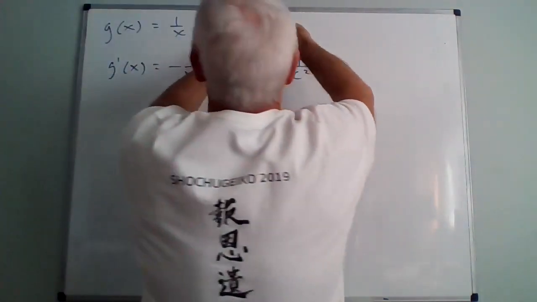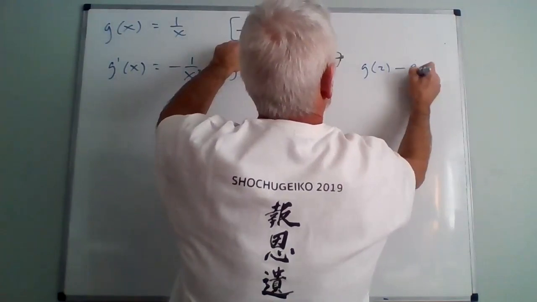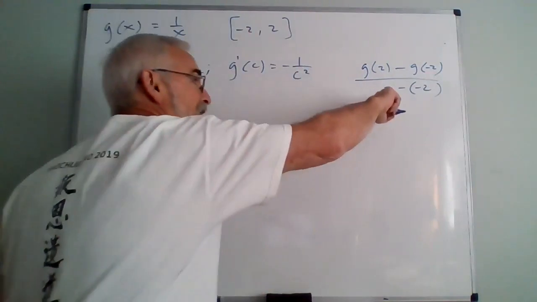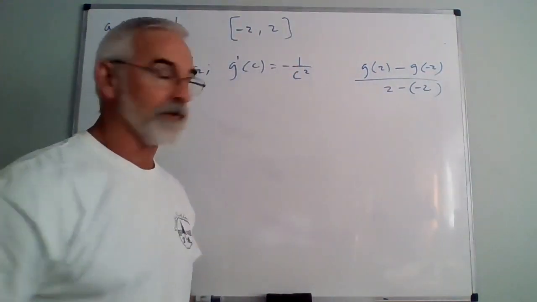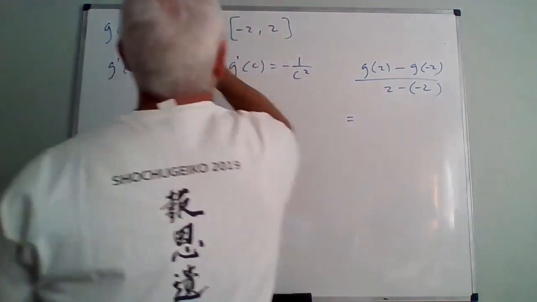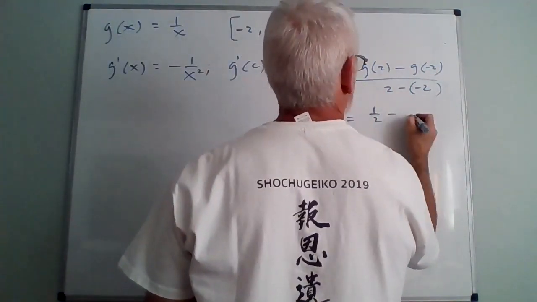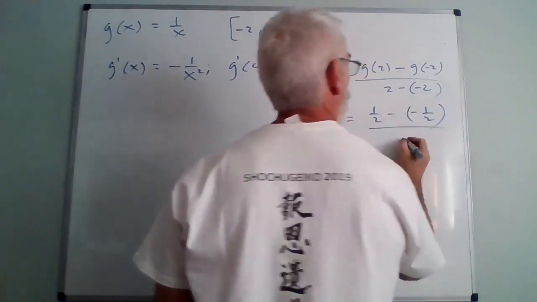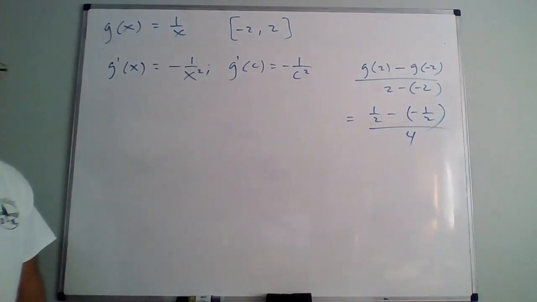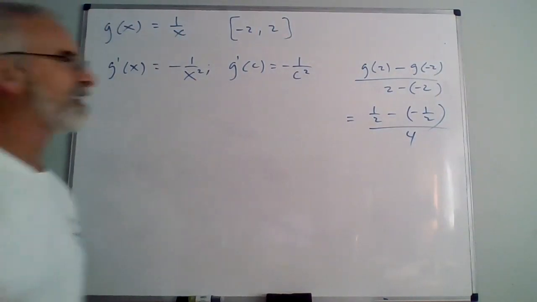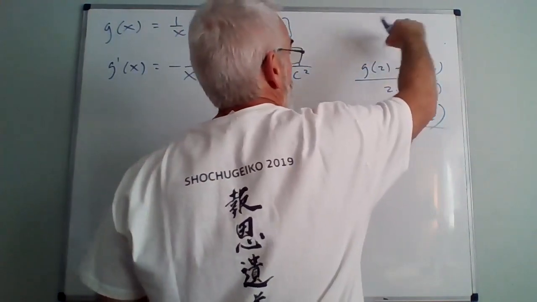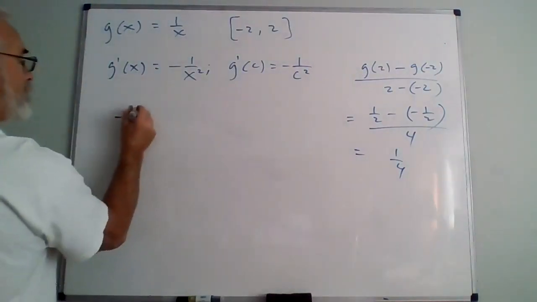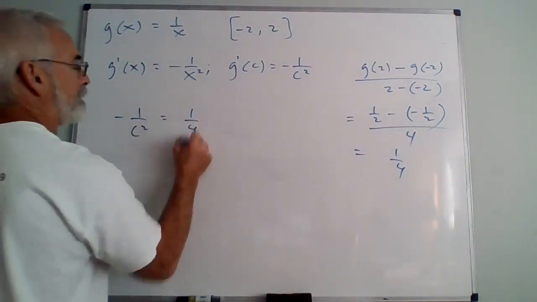Now, I need g of 2 minus g of negative 2 over 2 minus negative 2, because that's the slope of the secant, that's the slope of the tangent. So what will this quantity be? It's going to be 1/2 minus g of negative 2, which is negative 1/2, over 2 minus negative 2. Okay, so stare at that for a moment. What's that? It's 1/2 plus 1/2, that's 1. That's just 1/4.